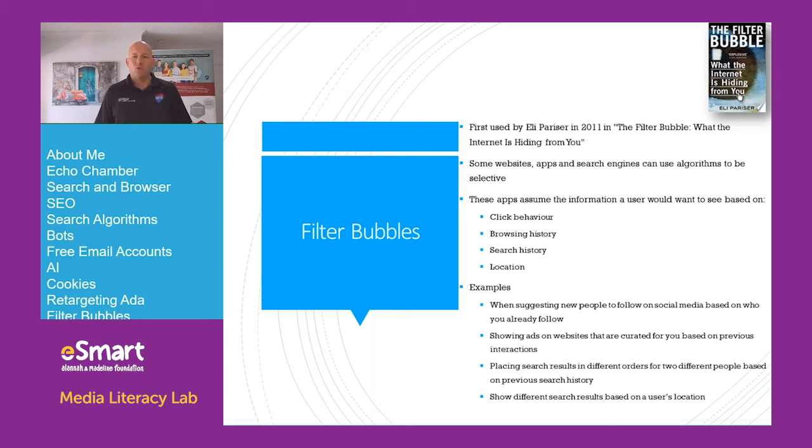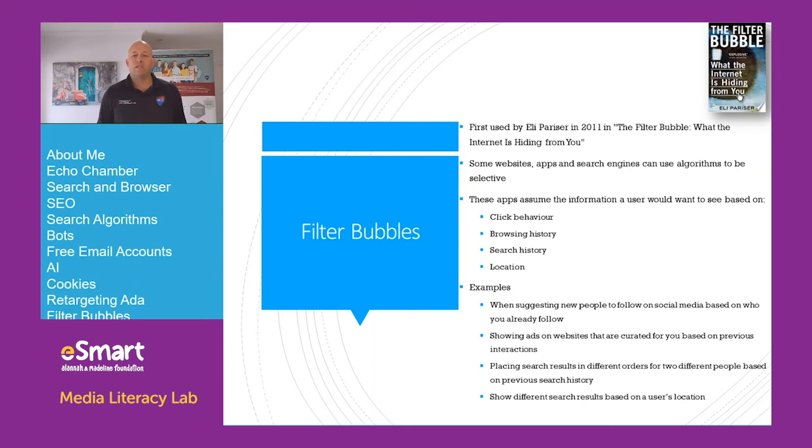For example, when suggesting new people to follow on social media based on who you already follow. So if you already follow someone who is very famous at riding motorbikes and all of these other famous motorbike riders, maybe the suggestions from your app will be only motorbike riders or people who are sort of related to that.